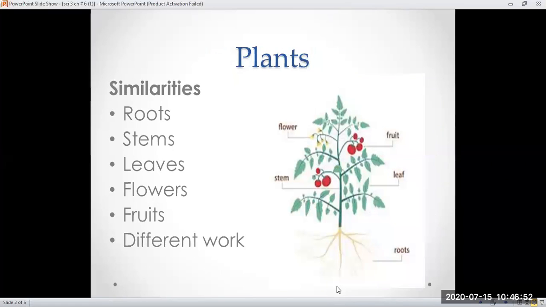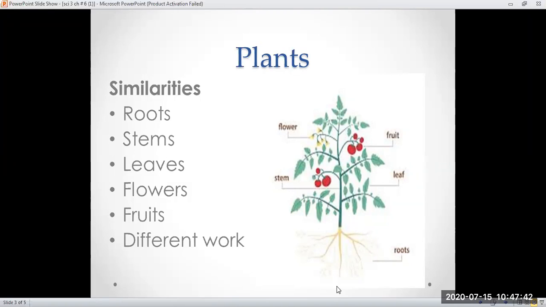What is similar between these plants? The similarity is that all plants have roots, stems, flowers, leaves and fruits. We can get different flowers, fruits and leaves, but all plants contain these basic parts. The functions of these parts are different. As you all know, the flower turns into the fruit. The function of the leaf is to make food. The stem gives support to the plant and also transports water and food to the plant.